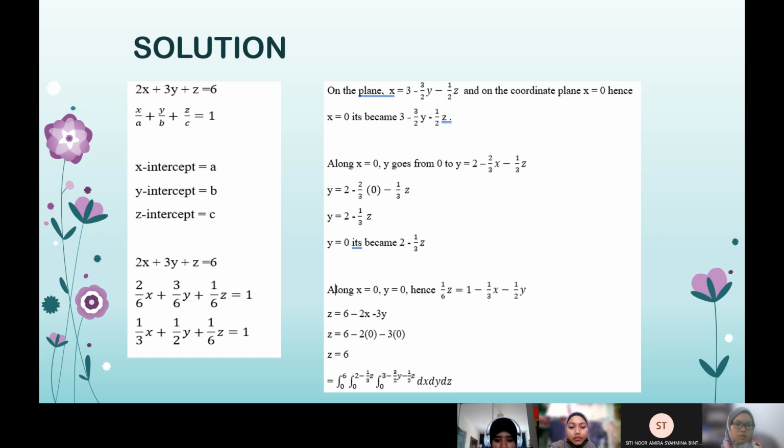And for the last answer, we will obtain the terms of dx, dy, and dz integration, which is all the answer. We will put it in the limits. On the first integration, we will get 6 limit to 0, 2 minus 1 over 3z limit to 0, and 3 minus 3 over 2y minus 1 over 2z limit to 0.